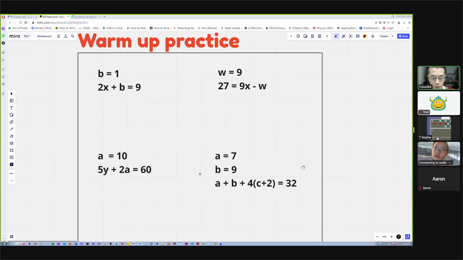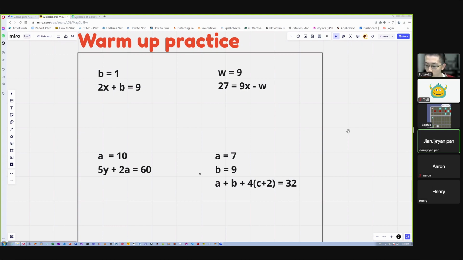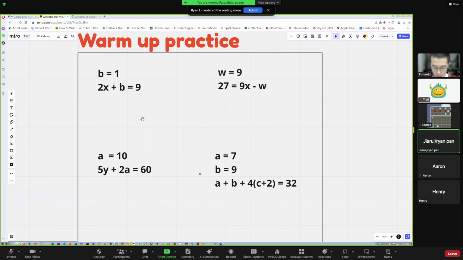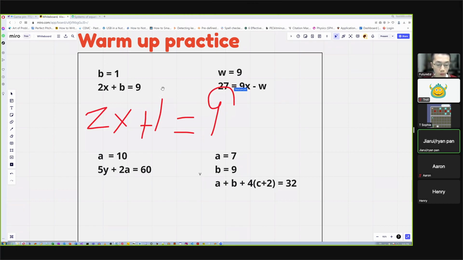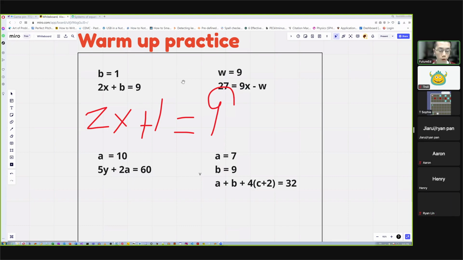If you guys know how to do these problems, then you should be able to handle the rest of the lesson today. So Ryan, would you like to try the first question, please? Okay, so 2x plus b equals 9. Go ahead, I'll let you take the stage.